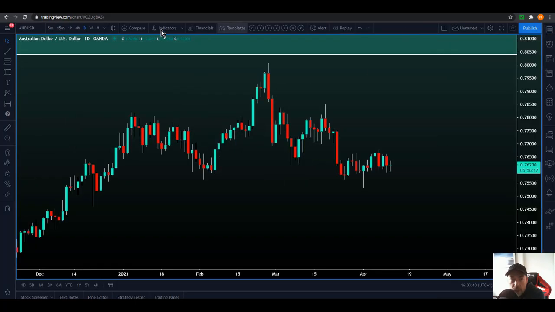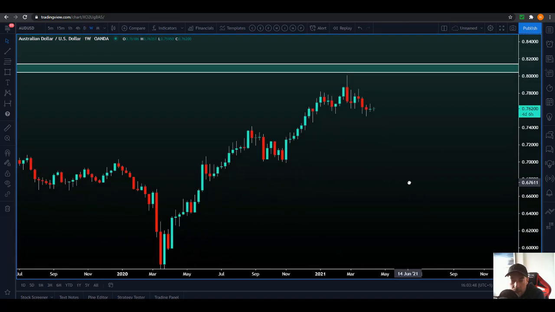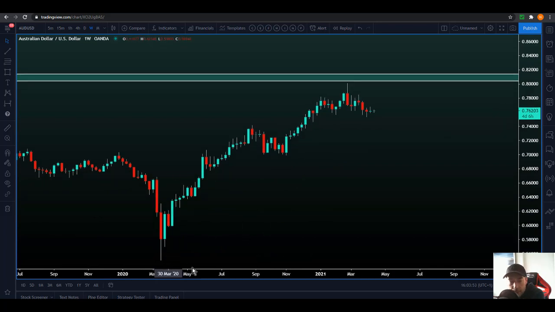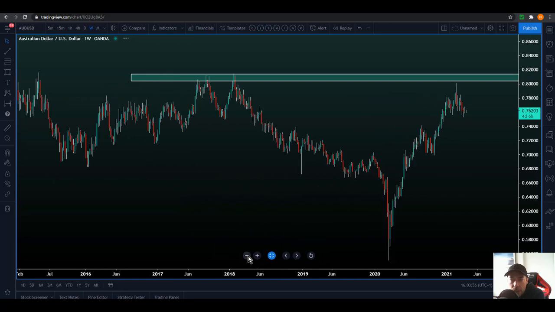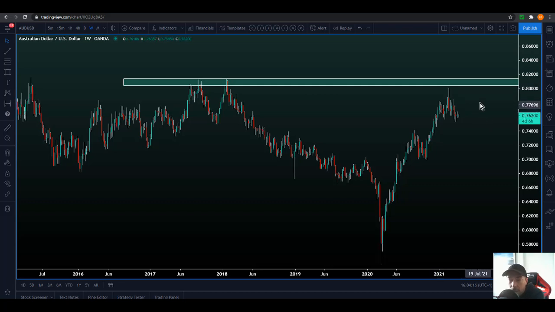Let's have a look at Aussie USD. Aussie USD has been in a big weekly uptrend, as you can see from here down in March 2020. There is a definite bit of weekly resistance here, around about the 81,000 level, which we haven't tested. We came into this level here. The high was just over the big number, 80,000 or 8,000, depending on how you want to say it. So are we going to come and test 81?